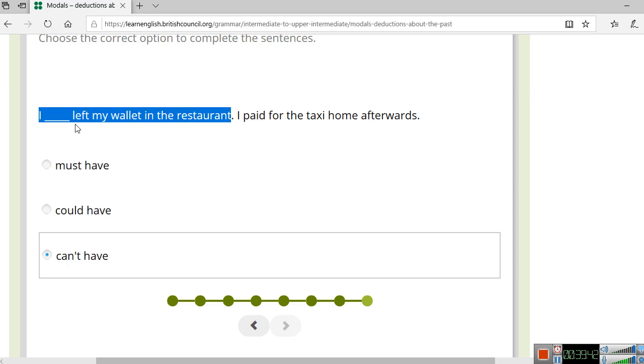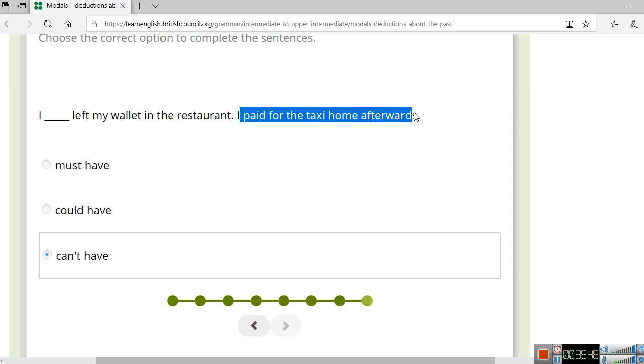So I left my wallet in the restaurant, and I paid for the taxi home afterwards. So if I paid for the taxi, I'm pretty sure I couldn't have left my wallet in the restaurant, because how is it possible that I pay for the taxi? That's what Frank is saying. So I'm pretty sure that didn't happen. 100% sure. I use can't.